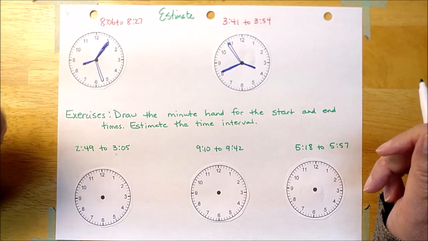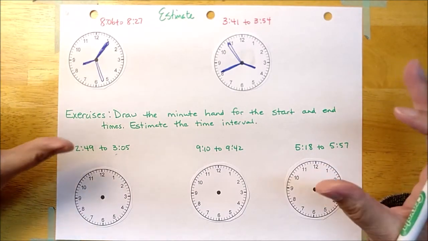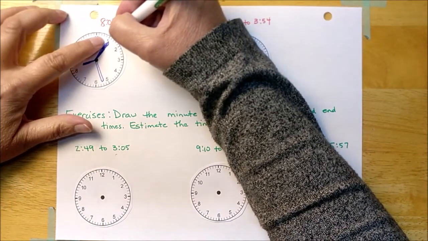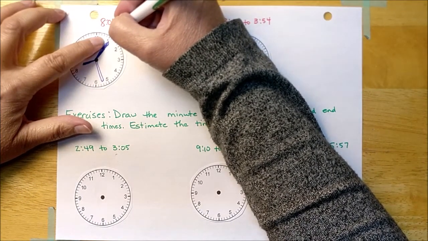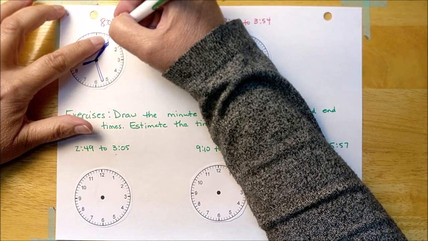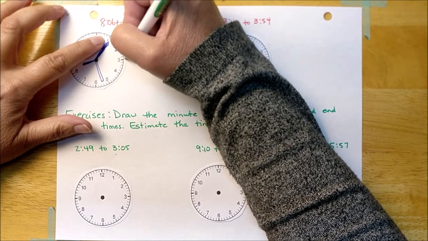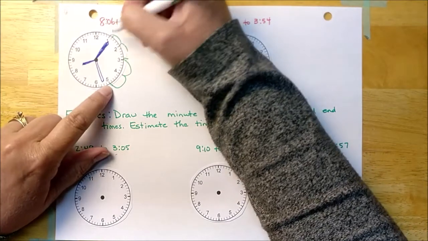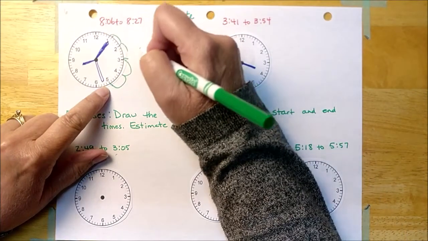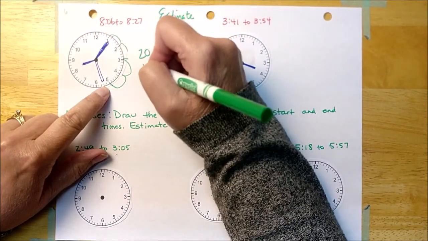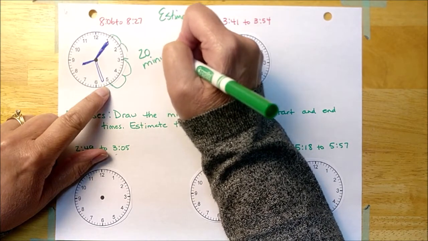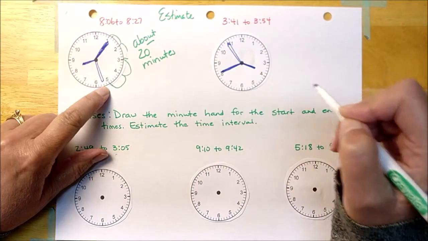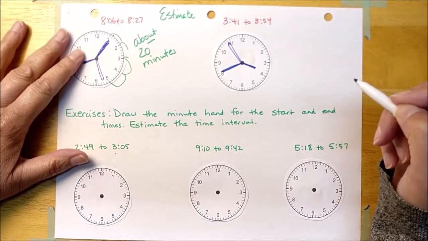So we don't have to come up with an exact number, we come up with an about. So we can say that this one is right after the 1. We could count by 5s. Starting at the 1, we could go 5, 10, 15, 20. And it's 2 past, so we could say it's about 20 minutes. It's not exact, it's estimating that it's 20 minutes, when it really isn't.